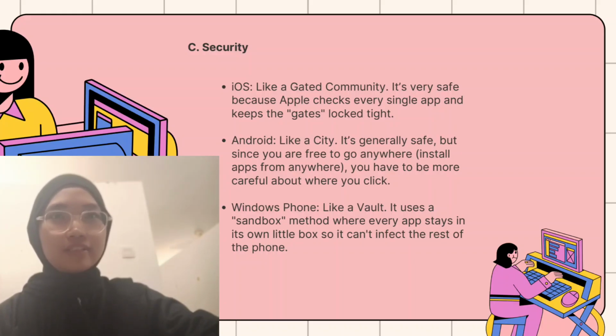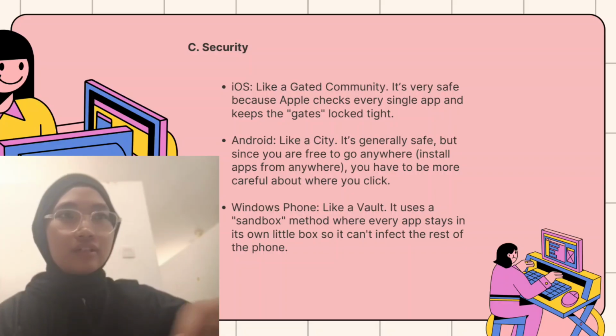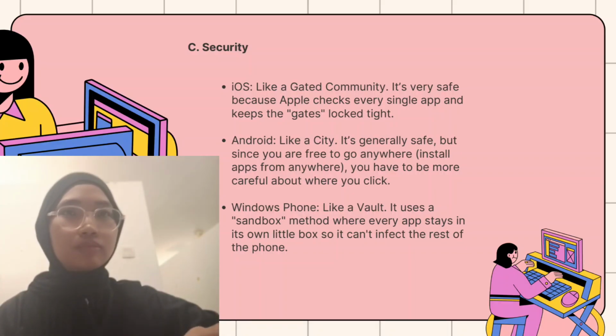Before any app is allowed to be downloaded or used, Apple checks every single app carefully to make sure it is safe, reliable, and does not contain anything harmful. Apple keeps the gate locked tight, meaning you can mostly only get apps from the official App Store, and nothing unsafe can easily get into your device. Because of this strict control and checking process, iOS is known to have very high security and low risk for security problems.